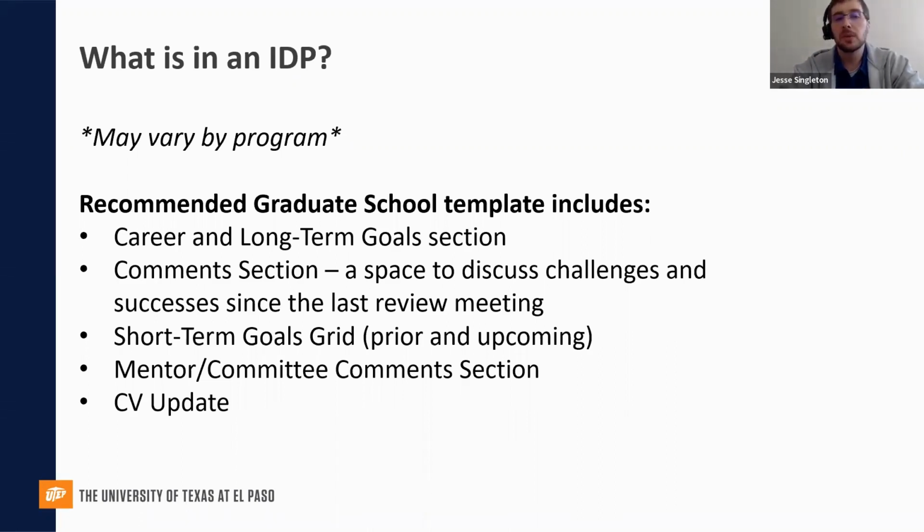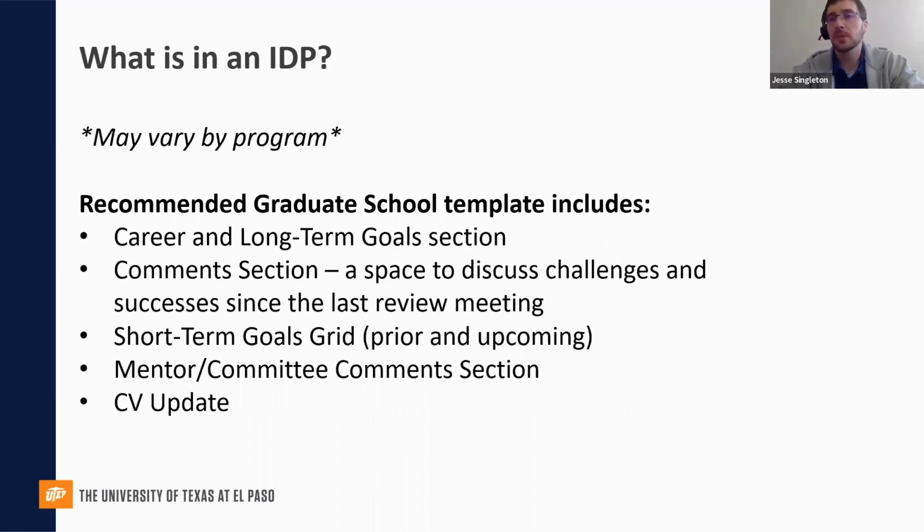There is the short-term goals grid. There are actually 2 of those. It's probably where the meat of the IDP lives. There's one for discussing your prior review goals, so anything you were supposed to work on since the last time you met with your mentor to discuss your individualized development plan. If it's your first time, again, you leave that section blank or rate it an A because you haven't done that yet. And then there's a second grid that has your upcoming short-term goals. That's where you're going to be writing out and discussing what you're hoping to accomplish over the next month, semester, academic year.